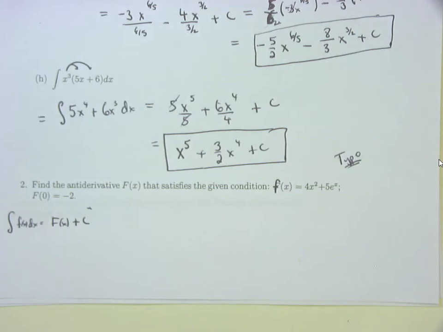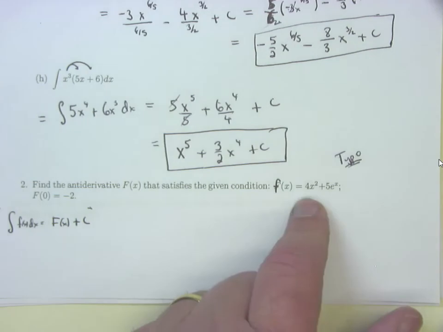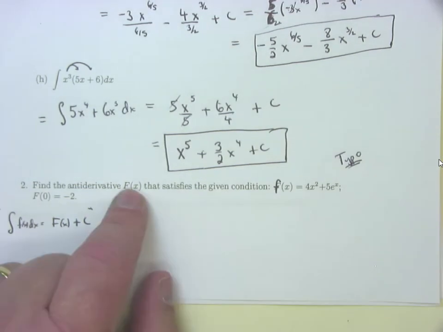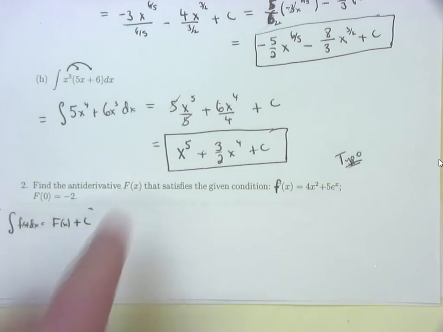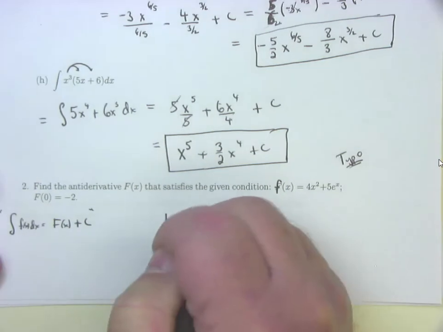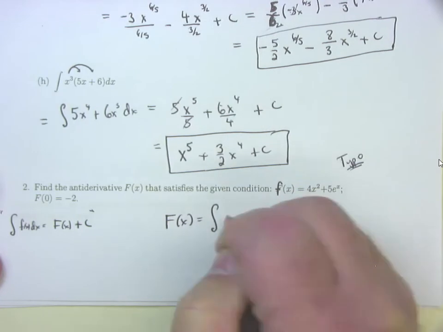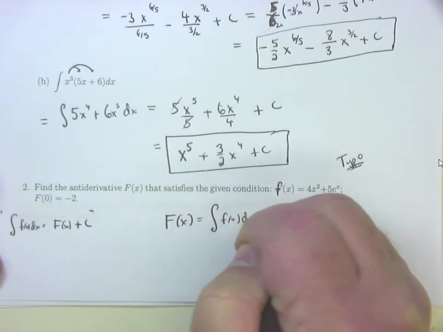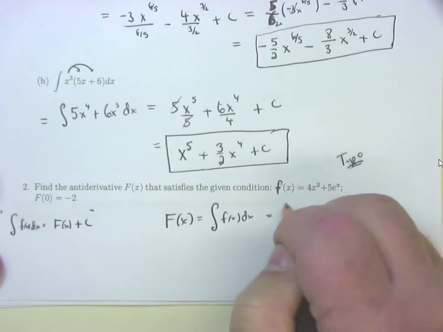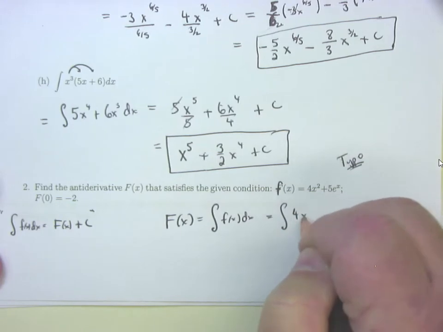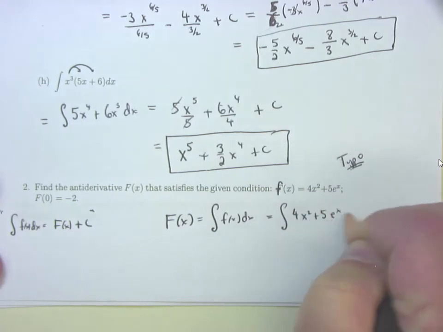Does that make sense? So, directly at you guys, you want to integrate or take the antiderivative of little f so you can figure out what big F is. Does that make sense? So the answer to the question is, to get big F of x, we're going to integrate little f of x dx. So this would be the integral of 4x squared plus 5 e to the x dx.